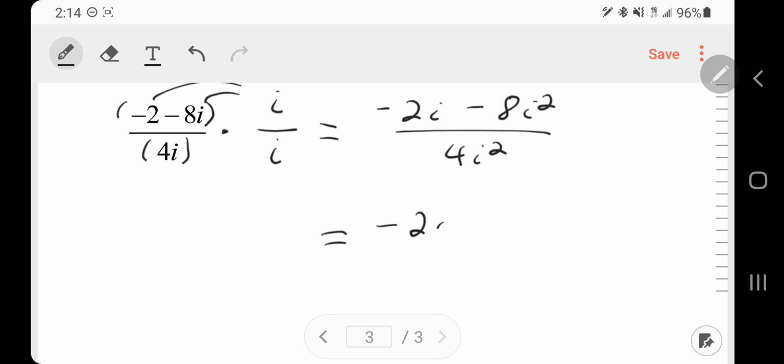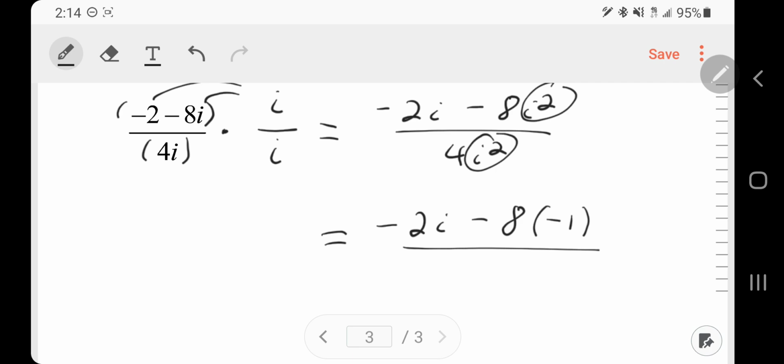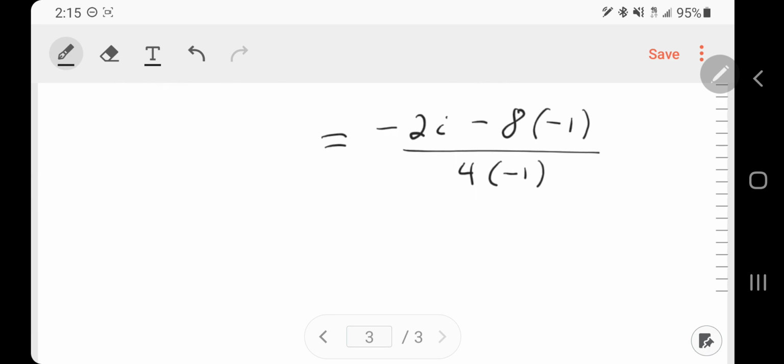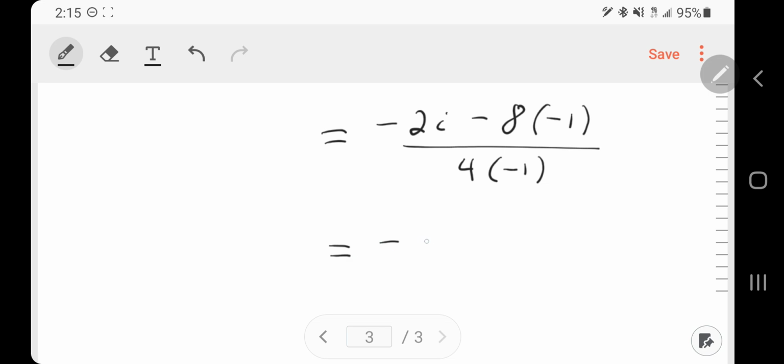Right, next I want to replace any of my i squareds that I have with a negative 1, so it's going to be negative 8, and again, replacing my i squared with a negative 1. And then 4i squared is going to become 4 times negative 1. Continue simplifying. We have a positive 8 now, and then 4 times negative 1 is going to give me a negative 4.